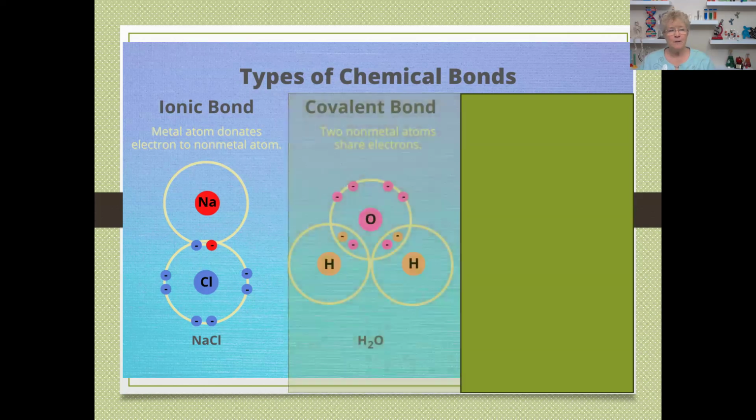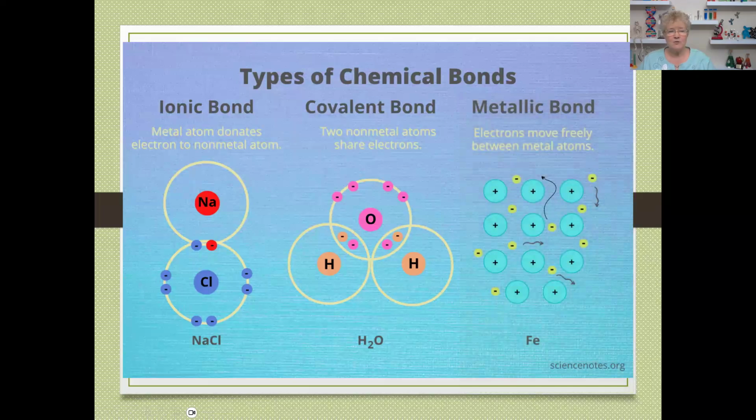The next kind we learned about is covalent. Remember, valent refers to the valence electrons. Think cooperate. So they're cooperating with their valence electrons. They're sharing with one another. These are two non-metals, and they share their valence electrons. And then we talked about metallic. That's where those electrons just move freely around the outside of the atoms.